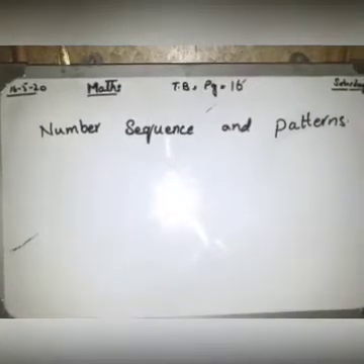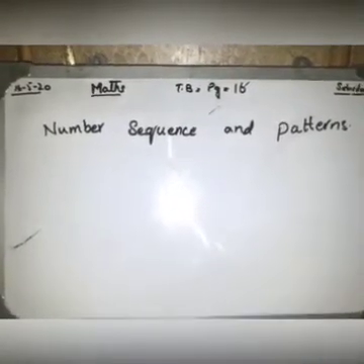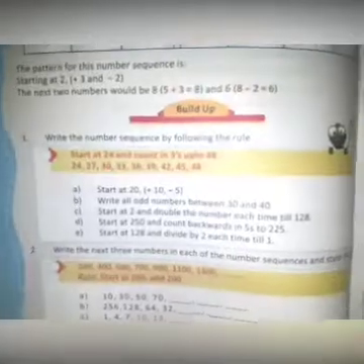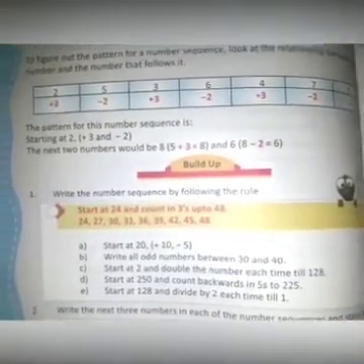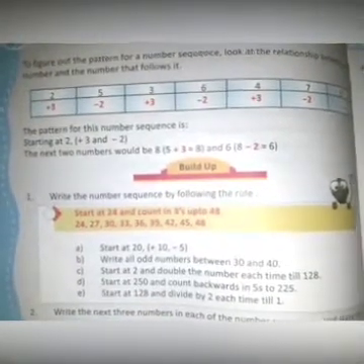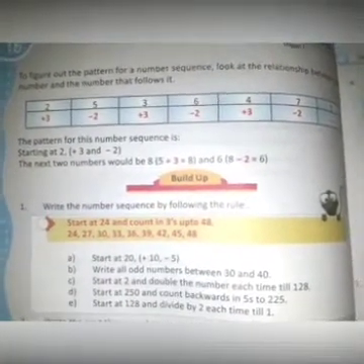Textbook page number 16. The topic is number sequence and patterns. Now look at the book. Question: write the number sequence by following the rule. Start at 24 and count in threes up to 48.